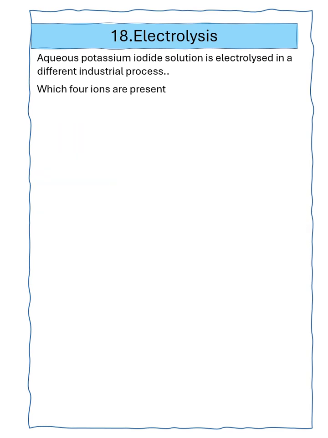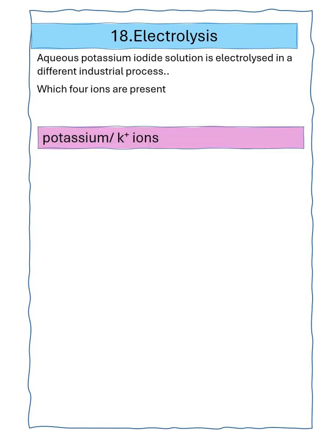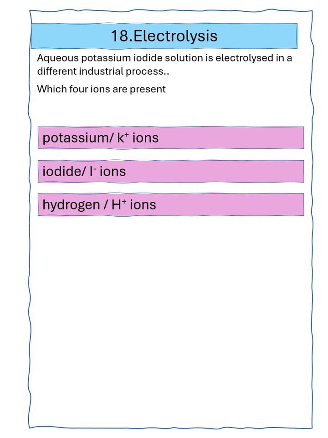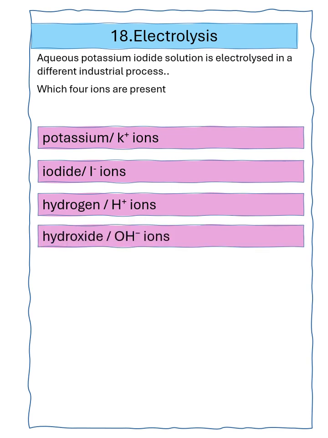Question 18 says aqueous potassium iodide solution is electrolyzed in different industrial processes. Which 4 ions are present? So remember, it's aqueous solution, so we've got the potassium iodide, but we've also got water. So the potassium iodide will form potassium ions, K plus ions, iodide, I minus ions. The water will then form hydrogen, H plus ions, and hydroxide, OH minus ions.